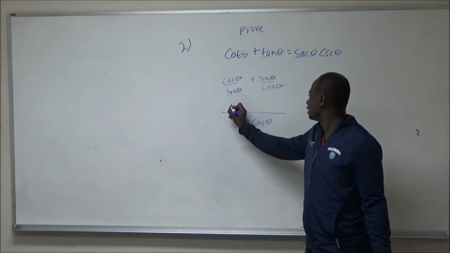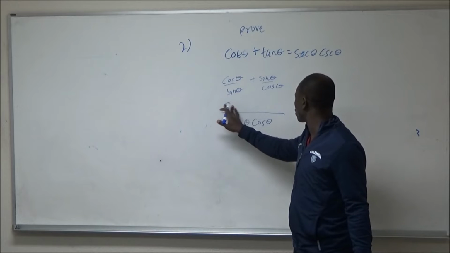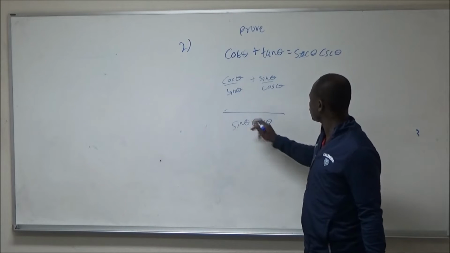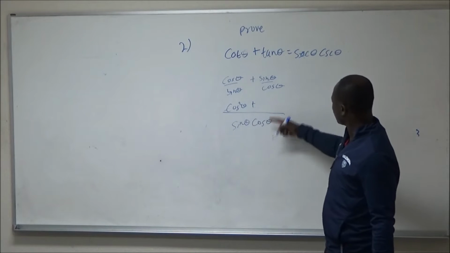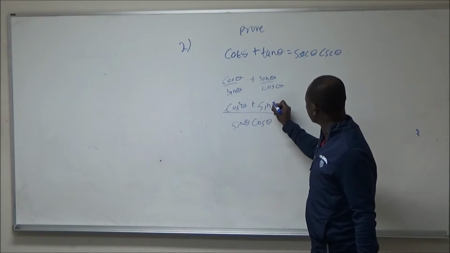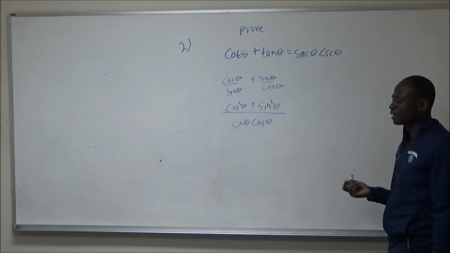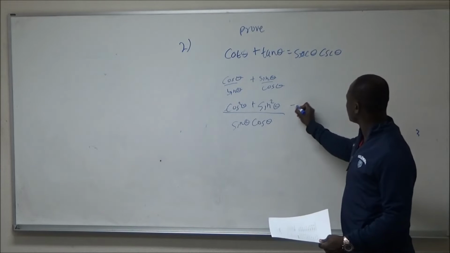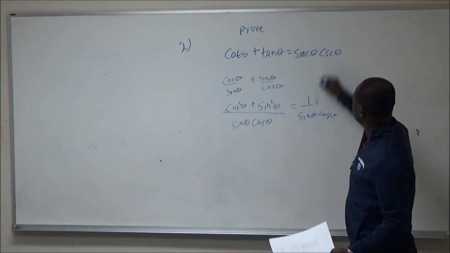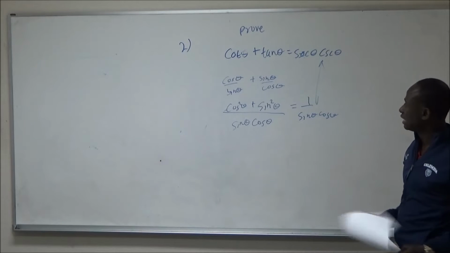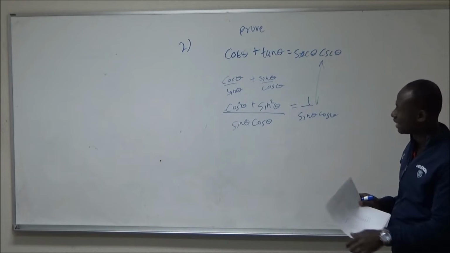This becomes cosine of theta squared, right? Plus, what does this become? Sine of theta squared, or sine squared theta. Similar thing, Pythagorean identity, it's just 1 over sine theta cos theta, which is back to that. So not a big deal, that's why they call them easy problems.